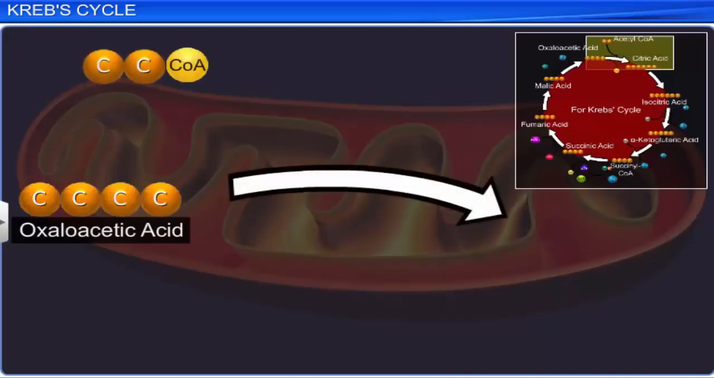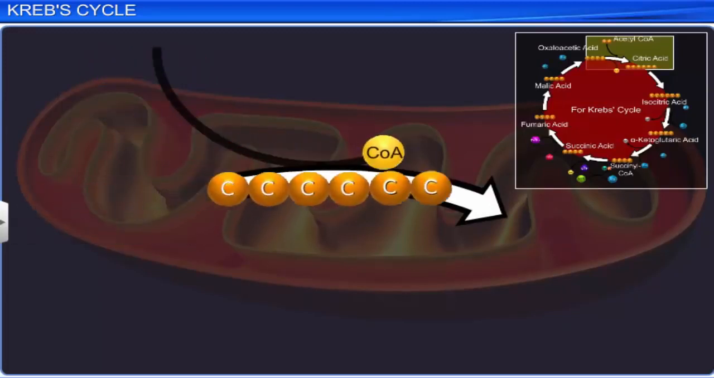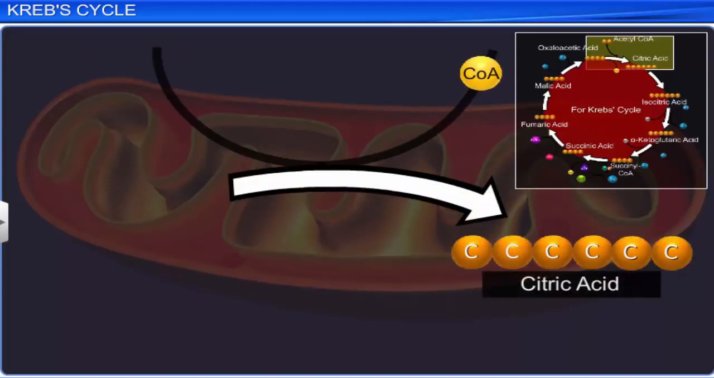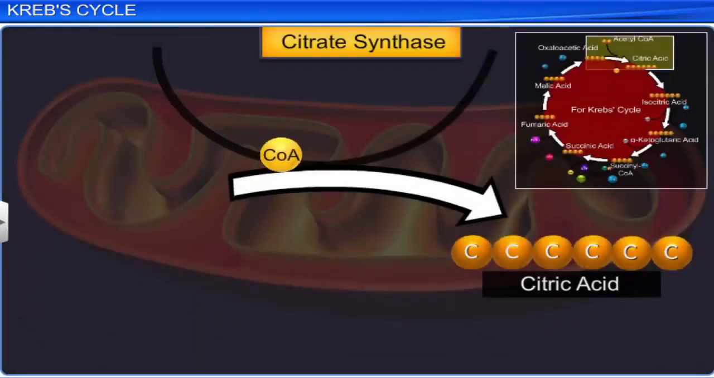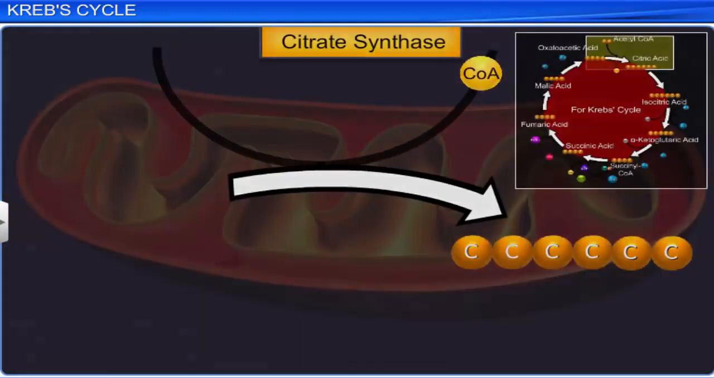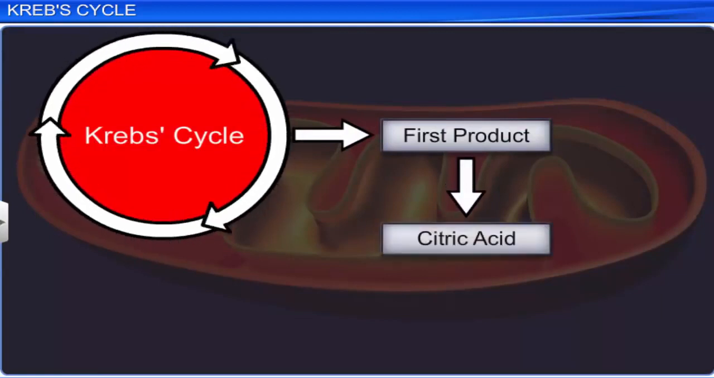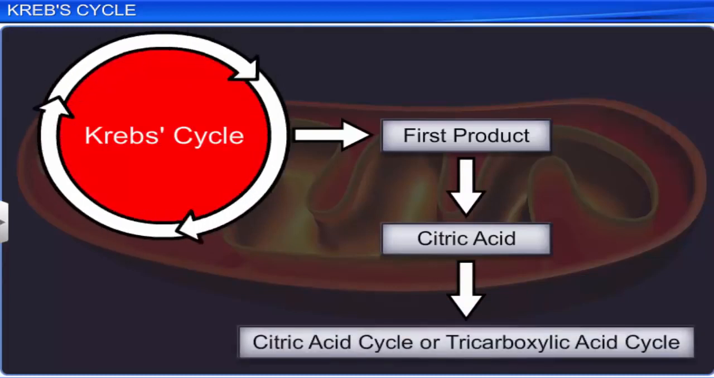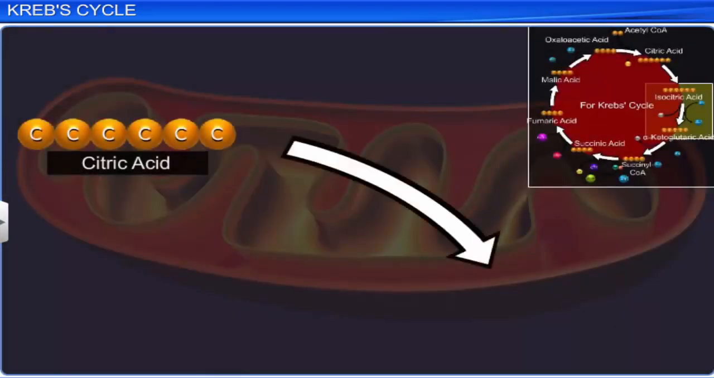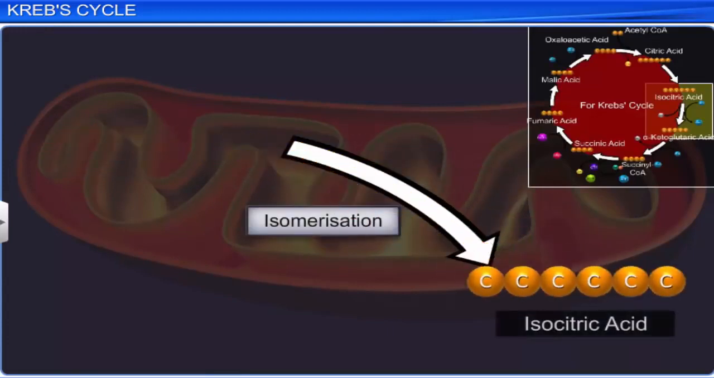Krebs cycle starts with the reaction of acetyl coenzyme A with oxaloacetic acid to form citric acid, catalyzed by the enzyme citrate synthase, with the release of coenzyme A. The first product of Krebs cycle is citric acid, and hence the cycle is also called the citric acid cycle or the tricarboxylic acid cycle. The citric acid thus formed isomerizes to form isocitric acid.